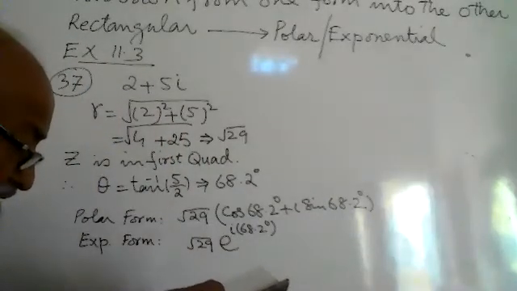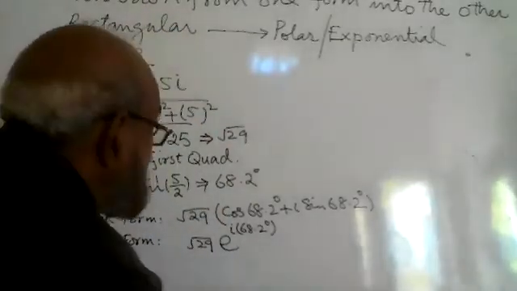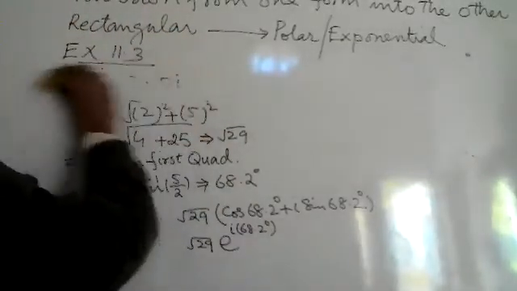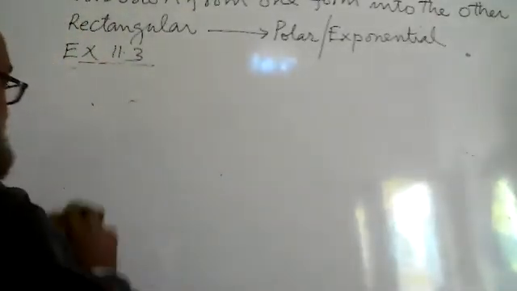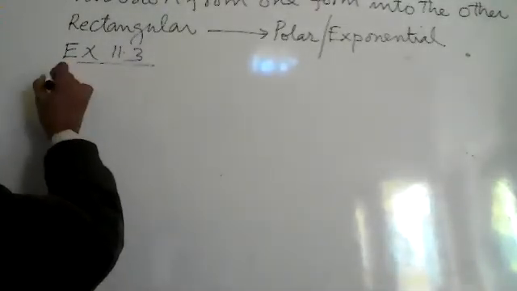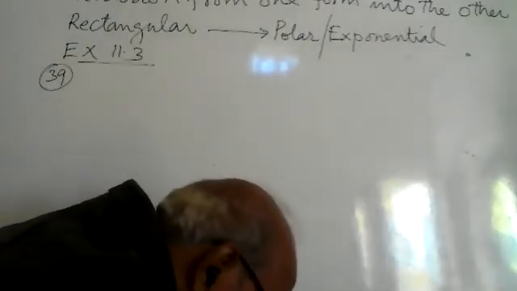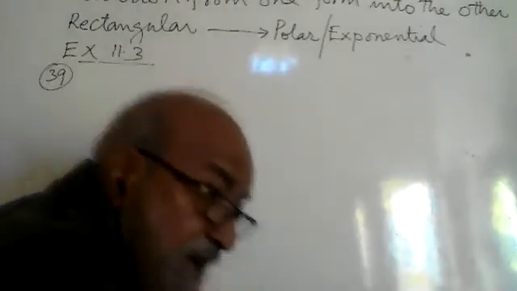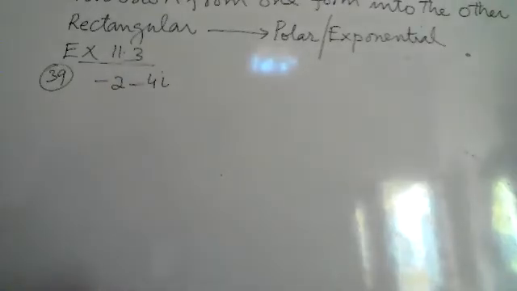I will do another question. Question number 39. -2 -4 iota. Convert into the polar and exponential form.